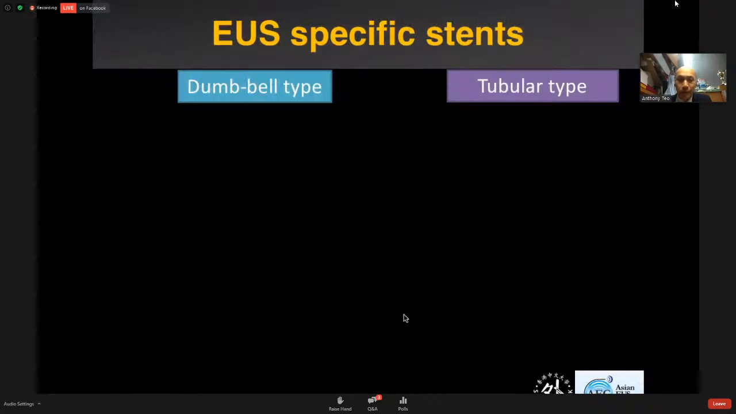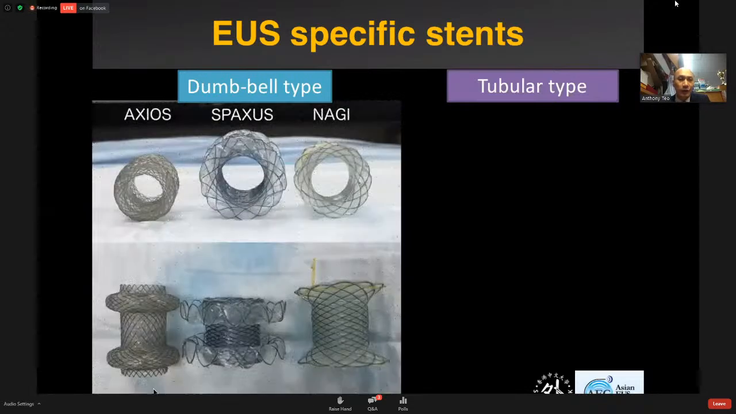Pivotal to the development of all these EUS drainage procedures is the development of EUS specific stents. I think some of you may have heard of a very famous stent called Axios. This can be classified as a dumbbell type of stent. These dumbbell type stents have a characteristic shape where both ends of the flanges look like a dumbbell. So the flanges are much larger in diameter. It also serves to prevent migration of the stent.